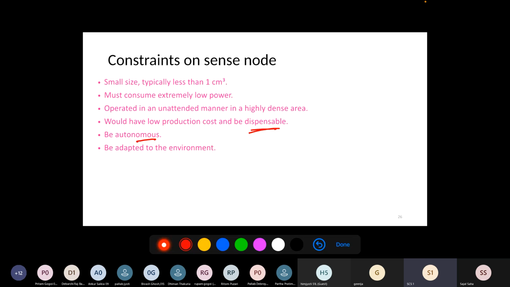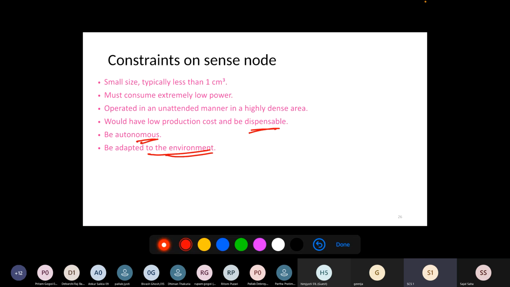So those sensor nodes, if the battery gets drained, need to harvest the energy by themselves, or they cannot ask for help. So they should be self-reliant and self-sufficient. It is a term we use, आत्मनिर्भर, so they should also be आत्मनिर्भर. Okay, and they should be adapted to the environment.